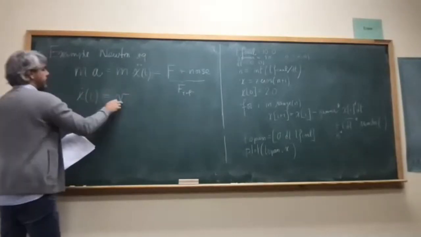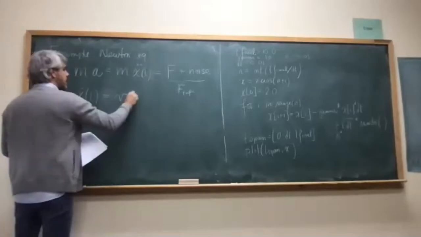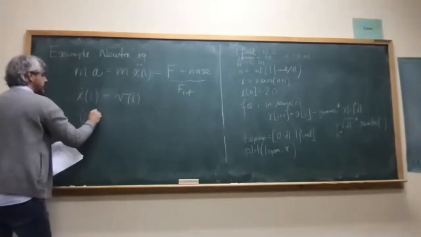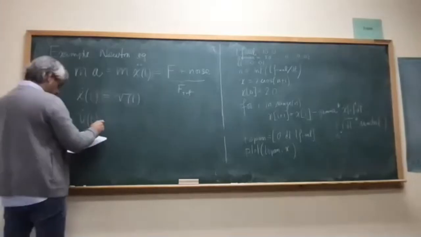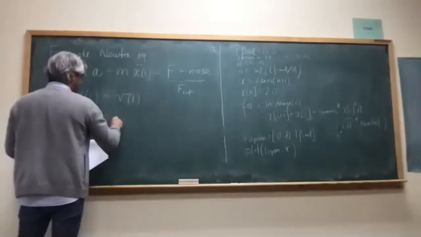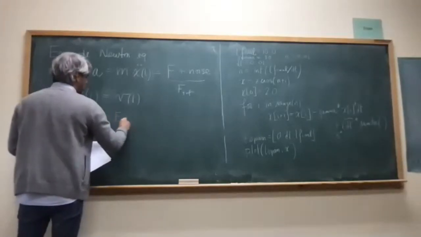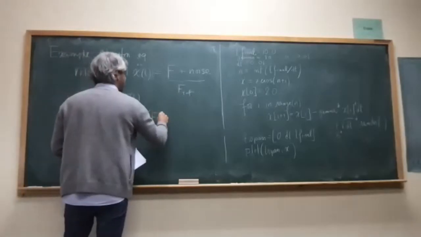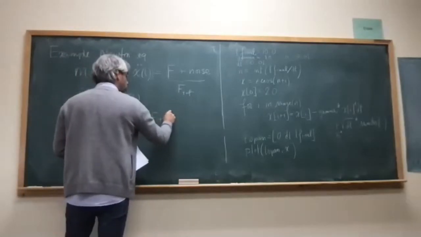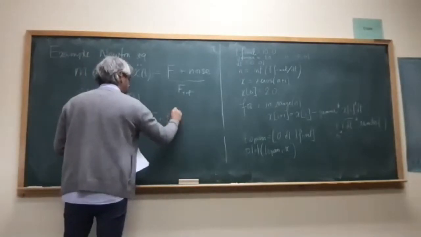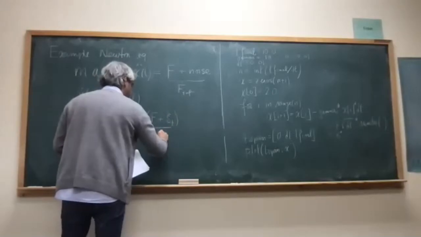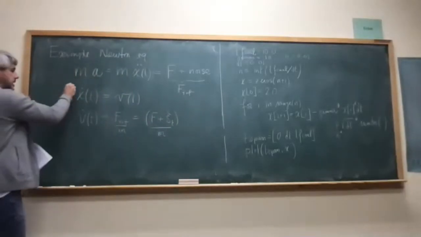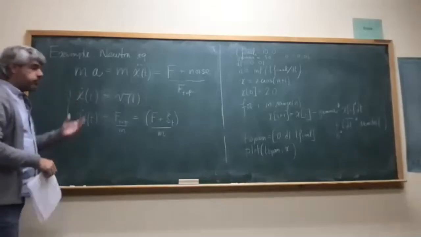You first define the velocity. You introduce a new variable, which is the velocity, and the first derivative of the velocity is the acceleration. And so this will be the total force over m. So this will be F plus the noise, and then we'll use the noise to be that Gaussian white noise divided by m.